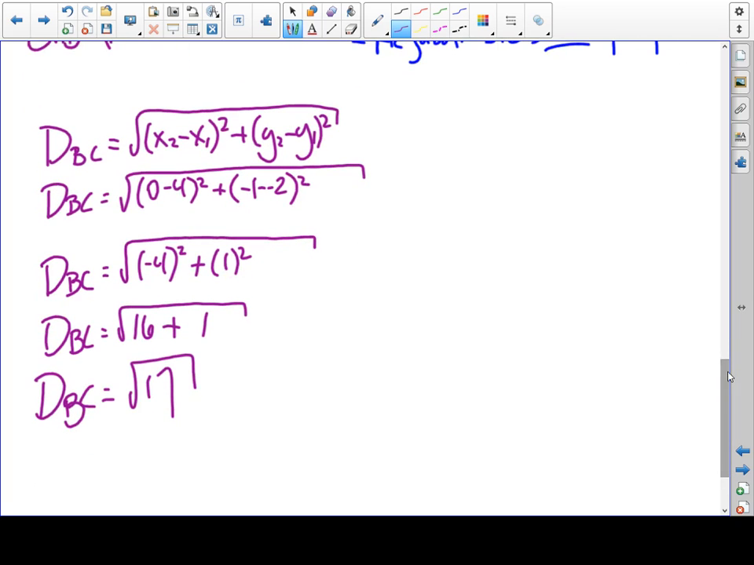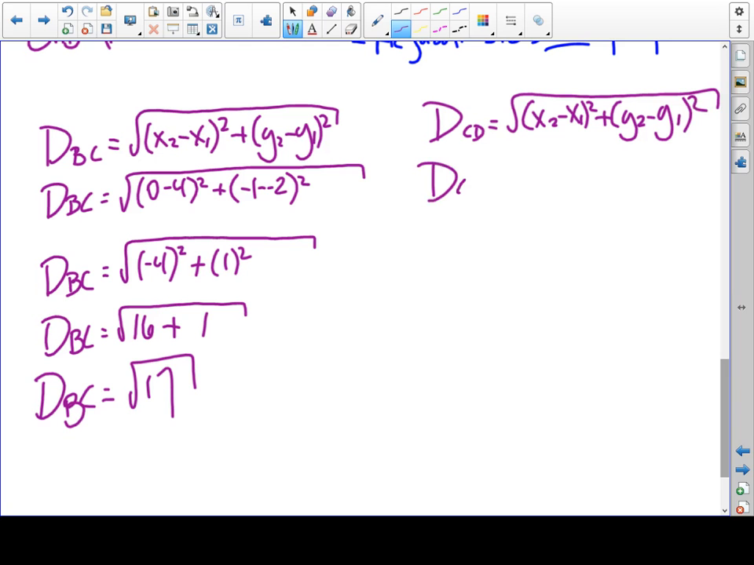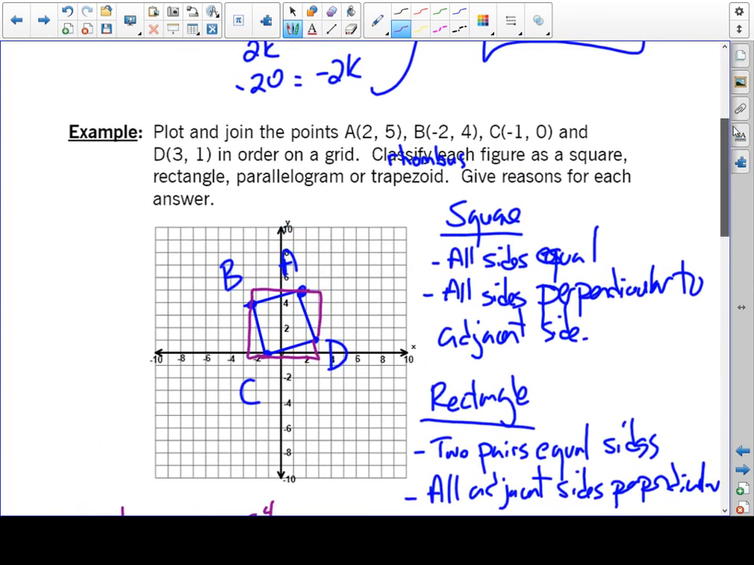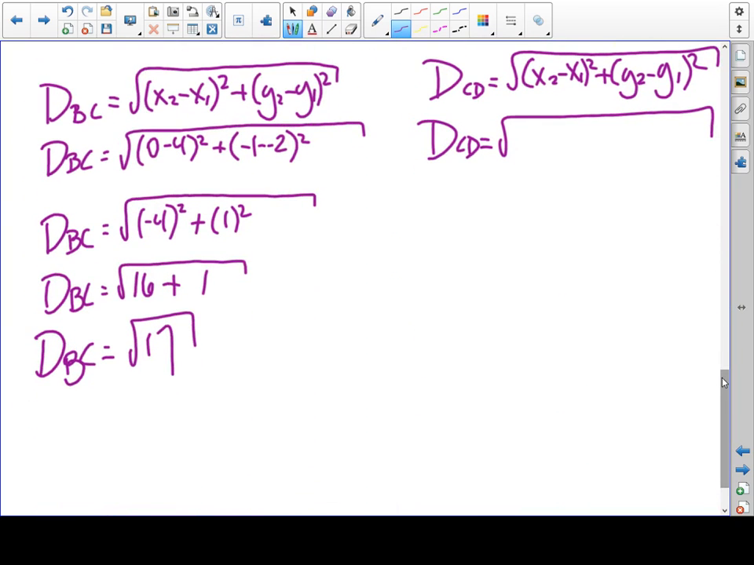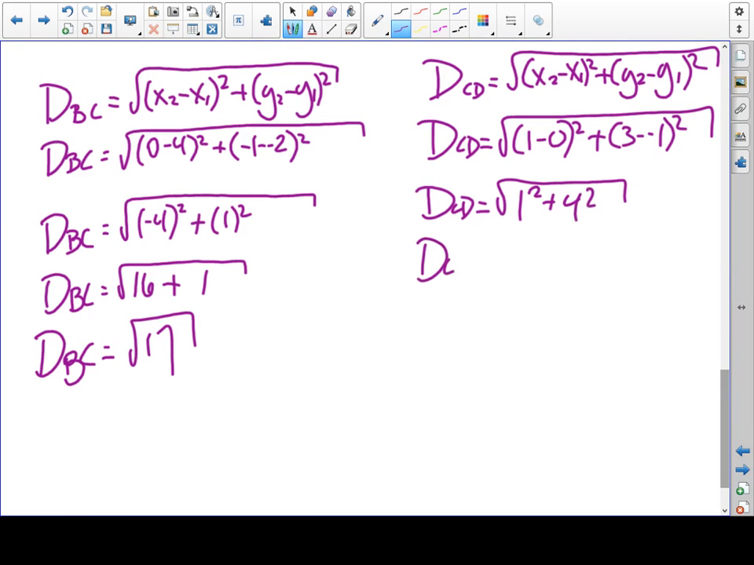So let's find the distance between C and D. You think you know what the answer is going to be. You have to prove it by knowing all of them. So let's do it. Okay, CD. 1 minus 0, 3 minus negative 1. 1 minus 0, 3 minus negative 1 squared. 1 squared plus 4 squared. 1 plus 16.